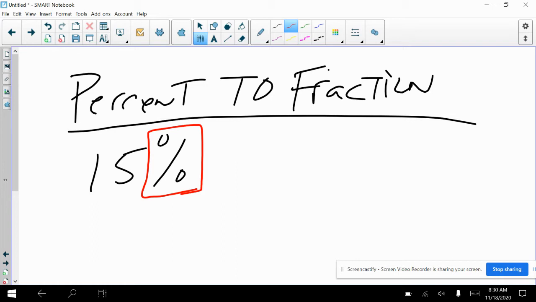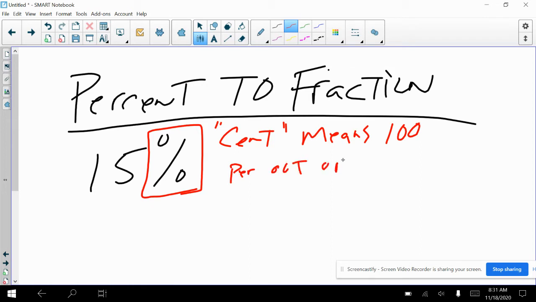Well, it means percent, okay? And cent means 100. That is correct. I believe that's Latin. And some of you even said like per out of 100. Either one of those is correct. Now that's not the mathematical value, however. That's what it means.